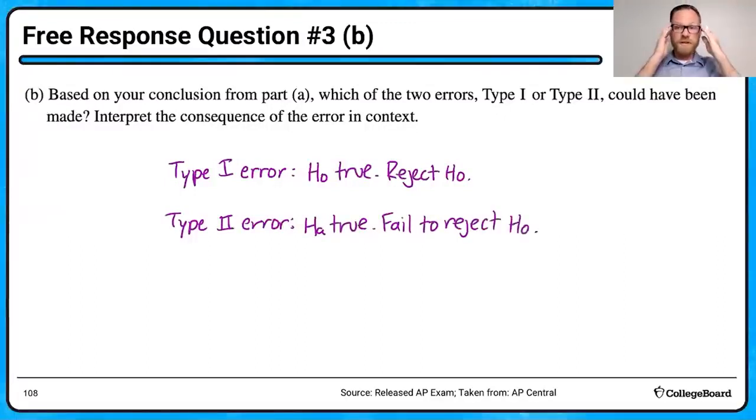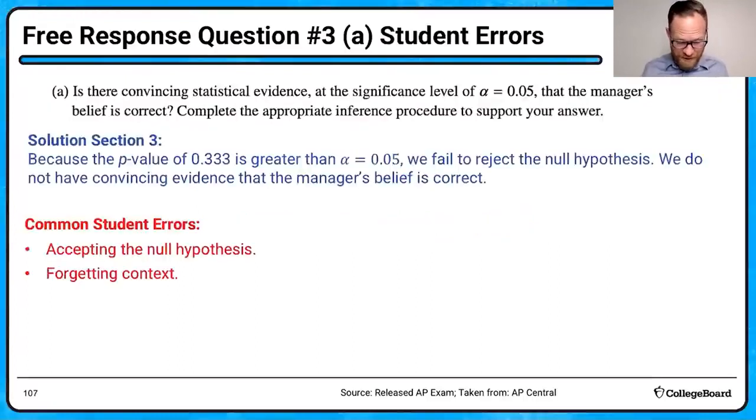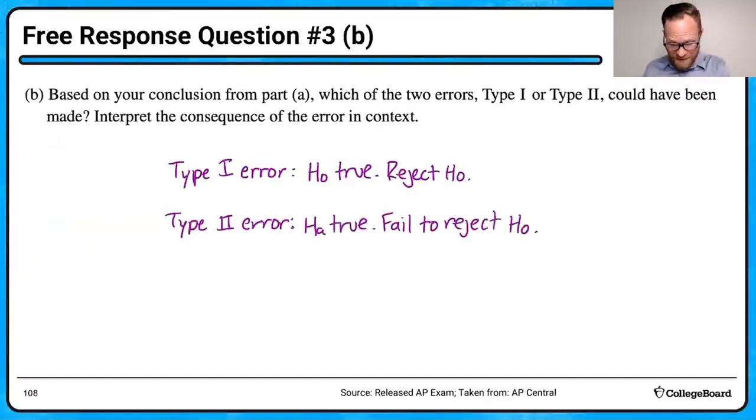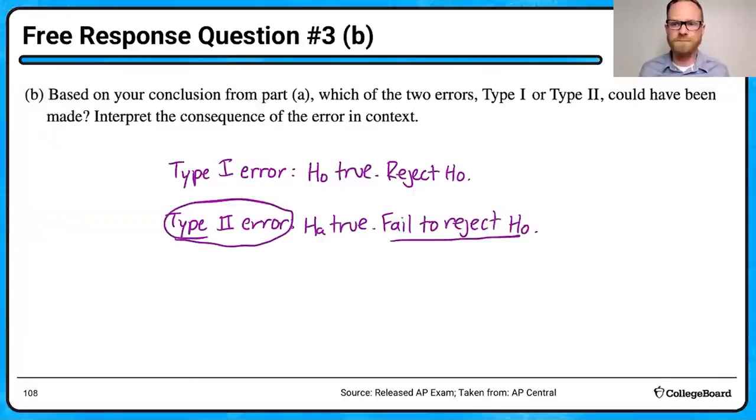So the question here is, which of these errors could we have made in the significance test that we just did? Well, looking back at our answer, what we did here was we failed to reject the null hypothesis, right? That was our conclusion. We failed to reject the null hypothesis, which means the only error we could have made there is a type 2 error.